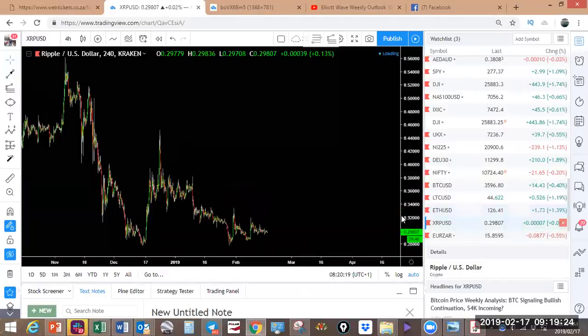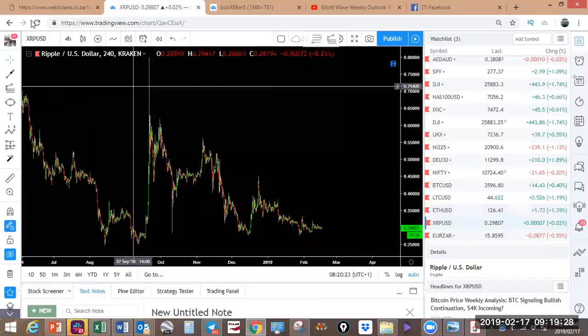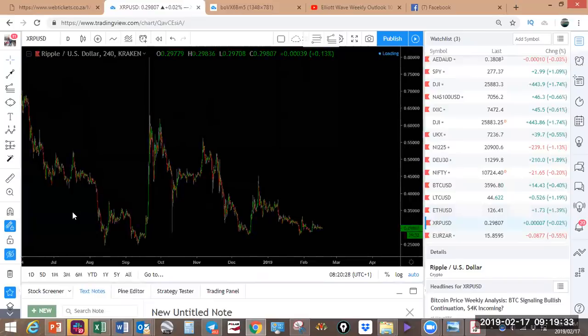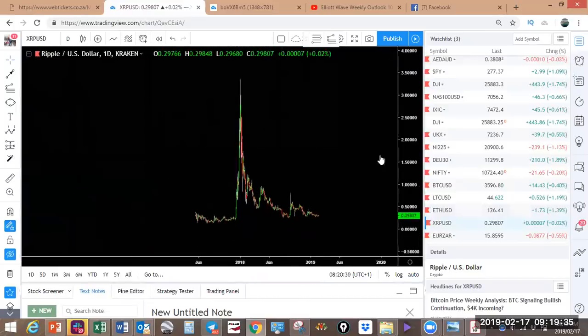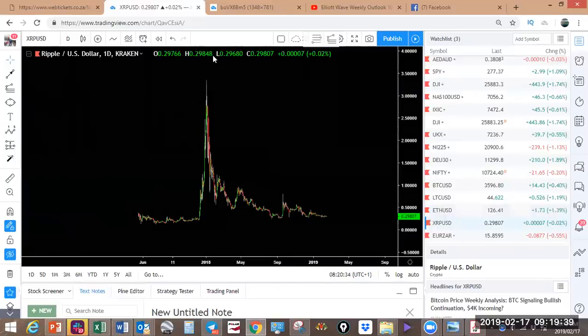Ripple, if you look at Ripple, I'm still expecting the same. Nothing has changed up to this point. Let's just go daily one quickly. Okay, so you've got the same as the other pairs.